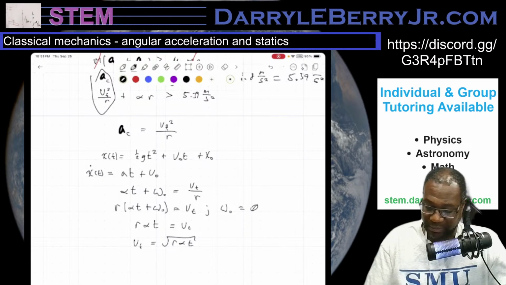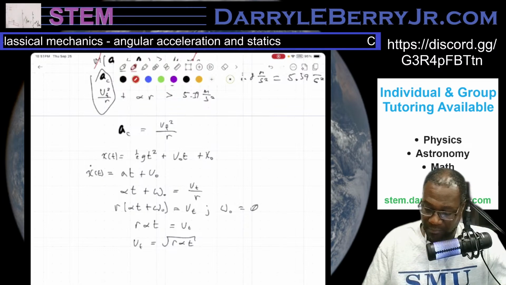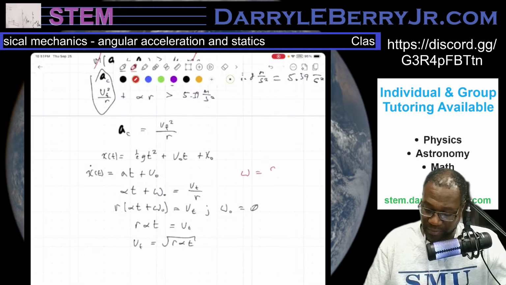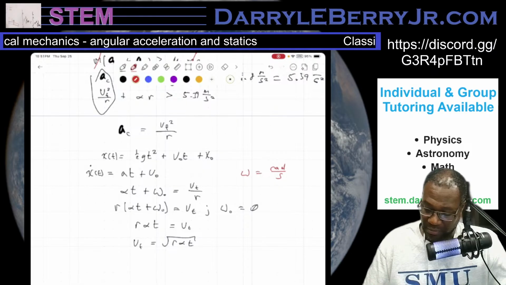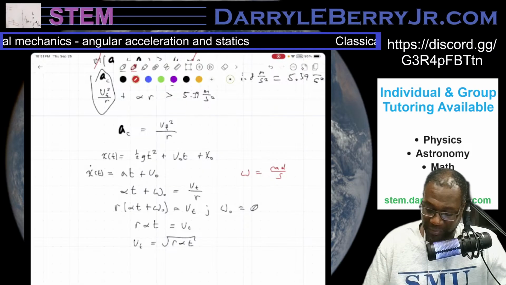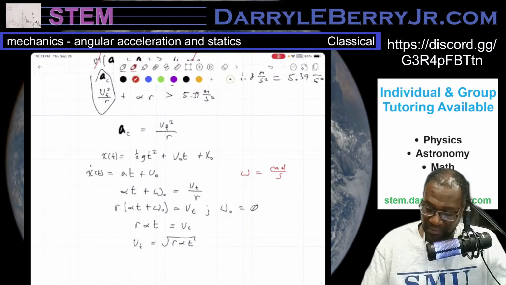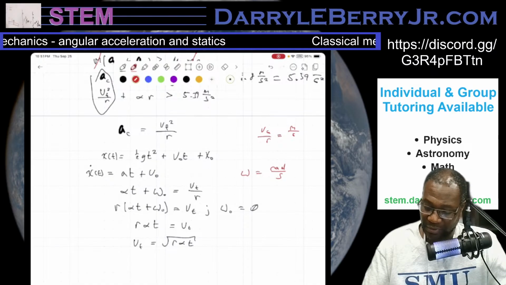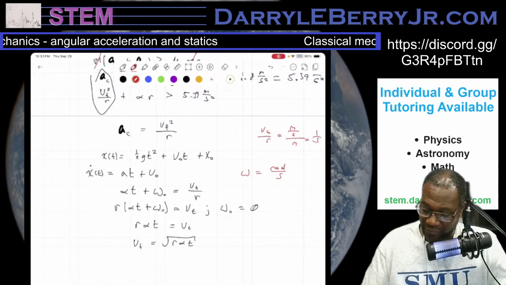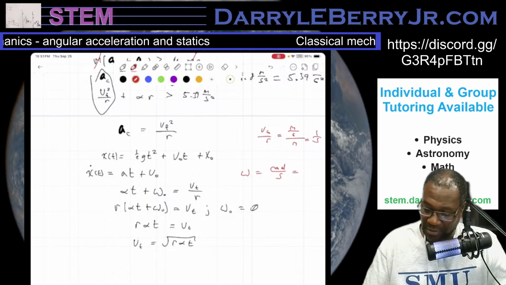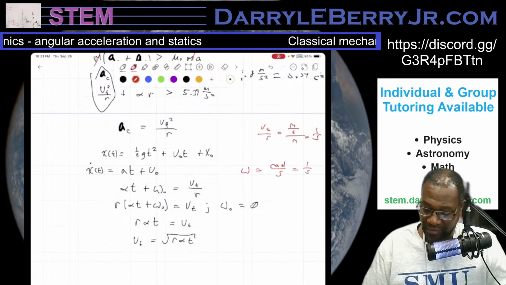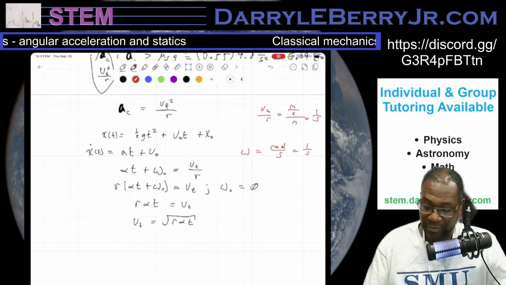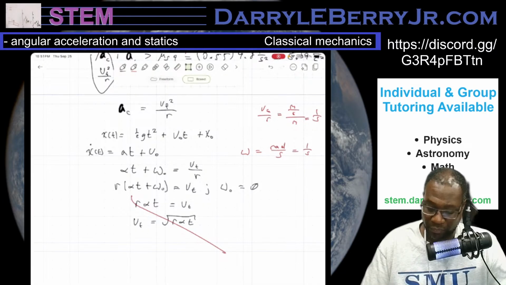Let me make sure I'm clear about this. So, angular velocity is radians per second. So, in order to get the angular velocity from the translational velocity, we divide VT by R, so that's meters per second divided by meters. So I get the 1 over seconds that is essentially the units of angular velocity. So we have that. And there we go. So actually I shouldn't have taken the square root. It should stop there.